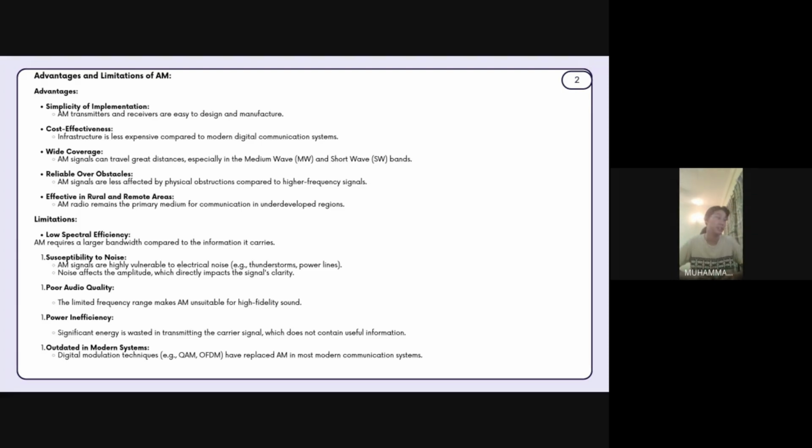Low spectral efficiency, and it requires a larger bandwidth compared to the information it carries. Then you also have poor audio quality because of the noise. So it makes the signal unstable for high fidelity sound. It is outdated in modern systems because right now we're using frequency modulation. So it has become more outdated, but it's still widely used because it is simpler and less costly.